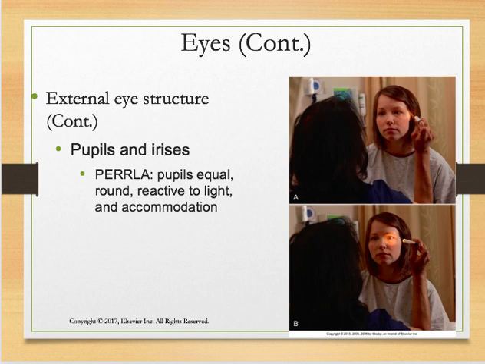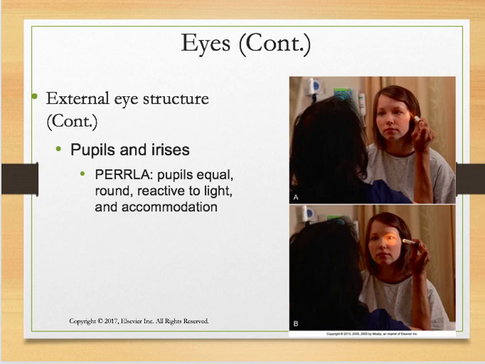Do they react to light? So are pupils equal, round, react to light? When you shine the light, it should cause the right and the left one to constrict at the same time. Okay, so do they react to light? You'll look at the one side as you go in, then you'll go on the left side and make sure you see the right side react, and they do that at the same time.